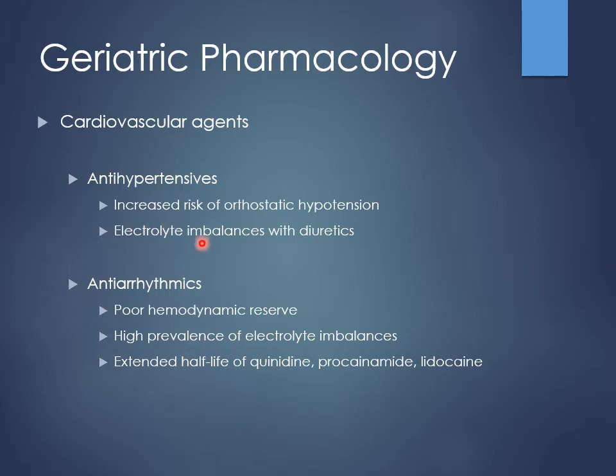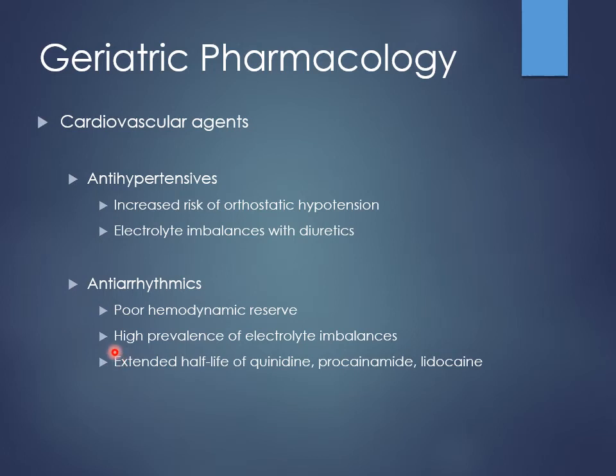And again, electrolyte imbalances are huge with diuretics. So again, if they're on Lasix, if they're on thiazides, any kind of diuretics, you're going to be losing potassium. They're going to be losing salt, and so they can have some major issues, especially if they have like any kind of arrhythmias, anything like that can be affected by that. And then looking at antiarrhythmics, again, due to the high prevalence of electrolyte imbalances, this can just make yourself more likely to have an arrhythmia.